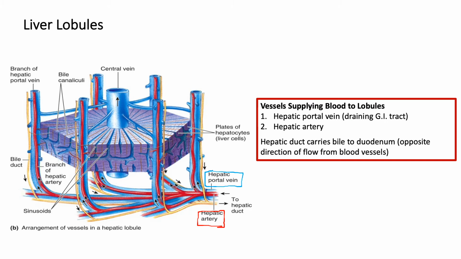And then we also have shown in orange, that is the bile duct. So this is how bile is going to move away from the liver lobule. So while blood will be moving toward the lobule in the hepatic portal vein and artery, the bile is going to be moving in an opposite direction, out from the liver lobule.